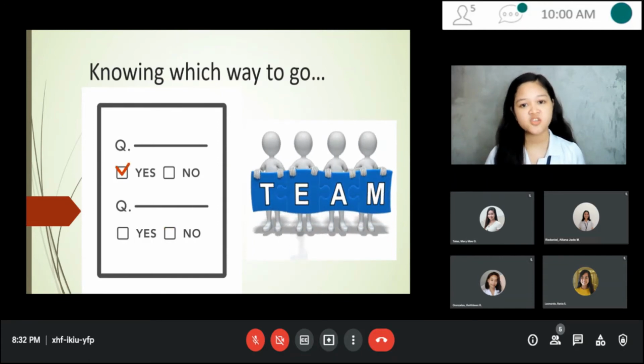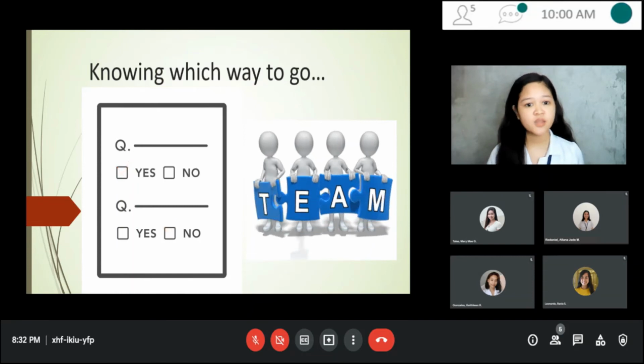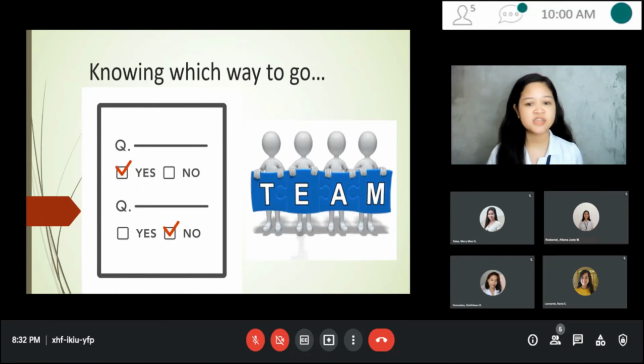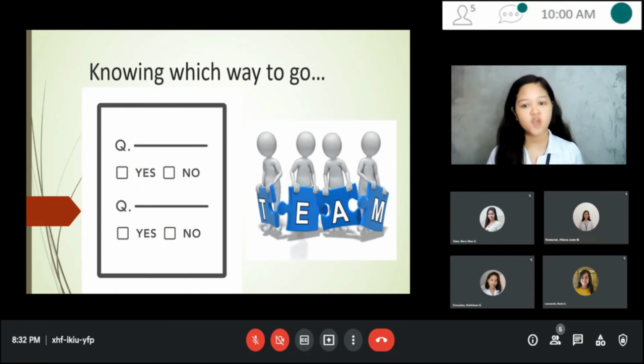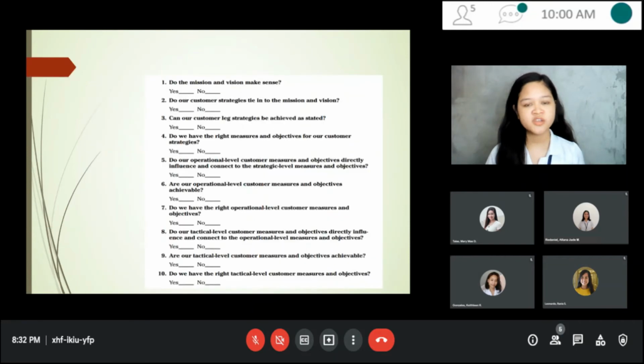In addition to analyzing the customer scorecard, you have to collaborate with people and teams as well as with your customers since they are part of the scorecard. You don't have to do it by yourself. It is better to work with the people involved. So here is an example of a checklist that will help you analyze your customer scorecard.